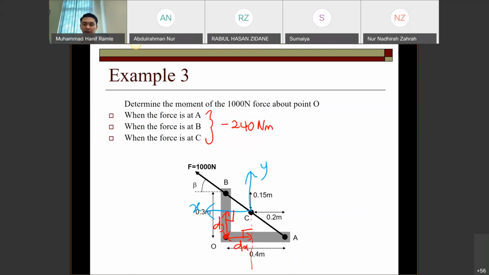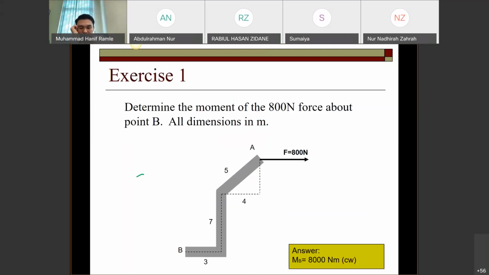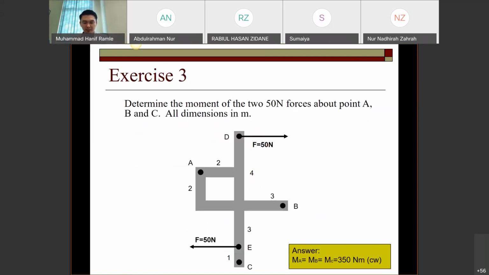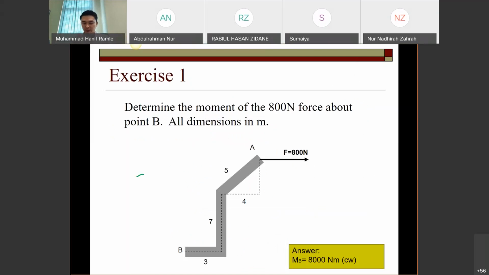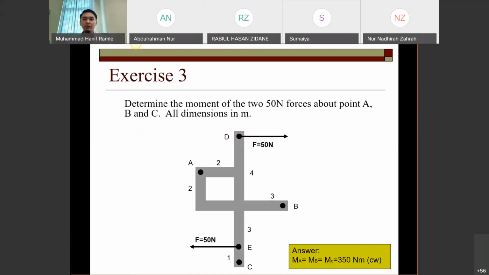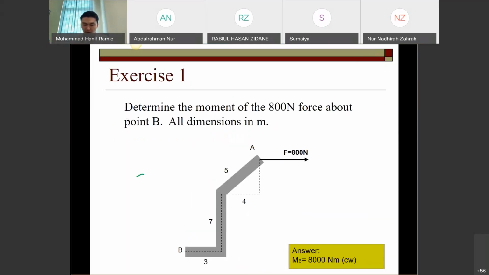All right, no question. Okay, I provide you some exercise. So there are 3 exercises. The answer is there. You can do it by your own first. If any question, if any problem related to the exercise, you may WhatsApp me to ask the question. Okay, this is very straightforward. The exercise is very straightforward.